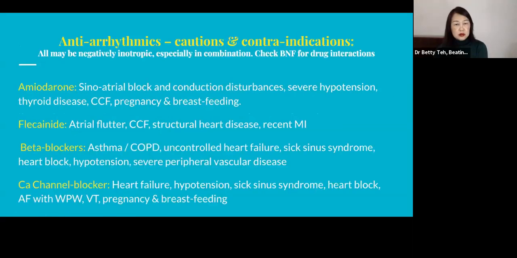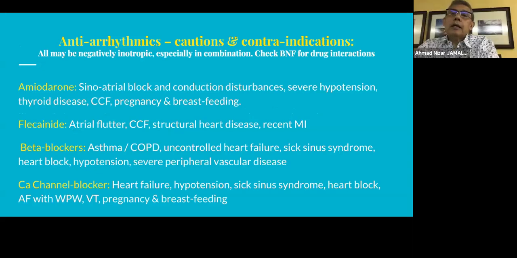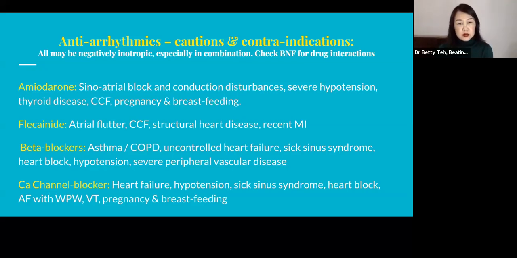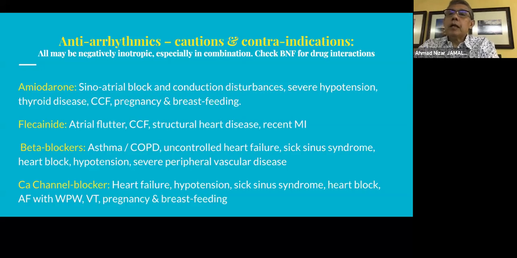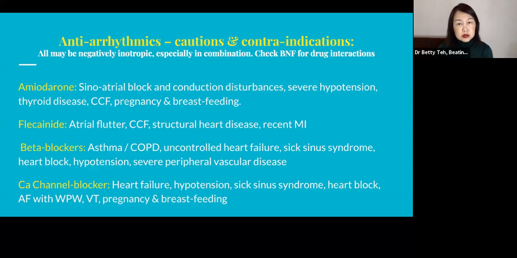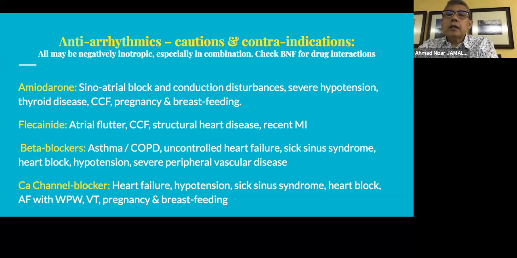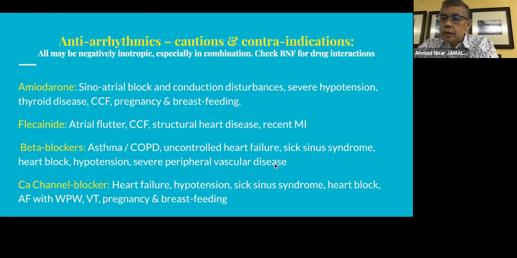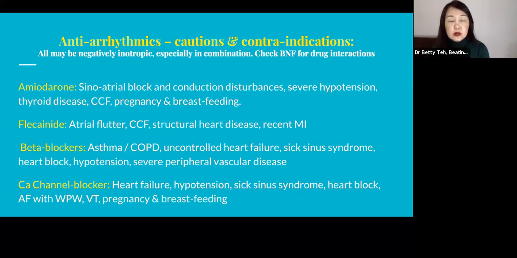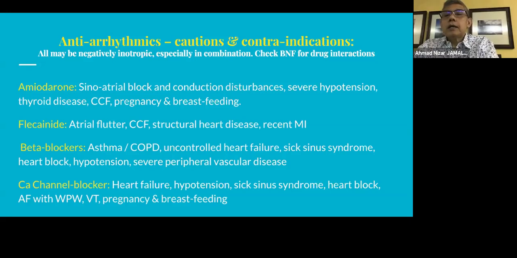Okay. Next slide. At the back of your mind, you need to know the cautions and the contraindications for certain antiarrhythmics, for example, amiodarone. Firstly, because all antiarrhythmic drugs are negatively inotropic, especially in combinations. So I suggest that if you're not very familiar with it, then check the British National Formulary for drug interactions, or whatever you use, Medscape drugs, for example. But it's good to remember that amiodarone, for example, should be used with caution and may be contraindicated in people with sinoatrial block, conduction disturbances, severe hypotension, patients with thyroid disease, congestive cardiac failure, pregnancy, and breastfeeding.